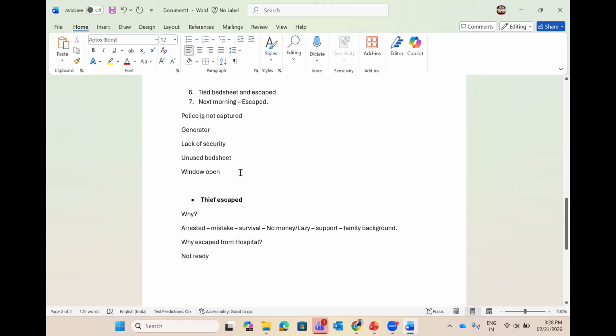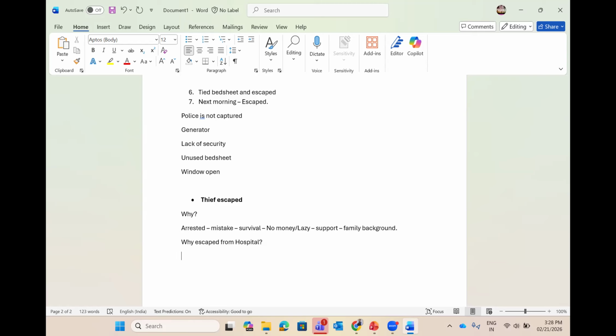You are a hospital administrator. You identified your problem: the thief escaped, and you want to solve that problem. So I'm giving you a guardrail. Go to this guardrail. Why did he escape from the hospital? Now think from the hospital angle and then answer it.